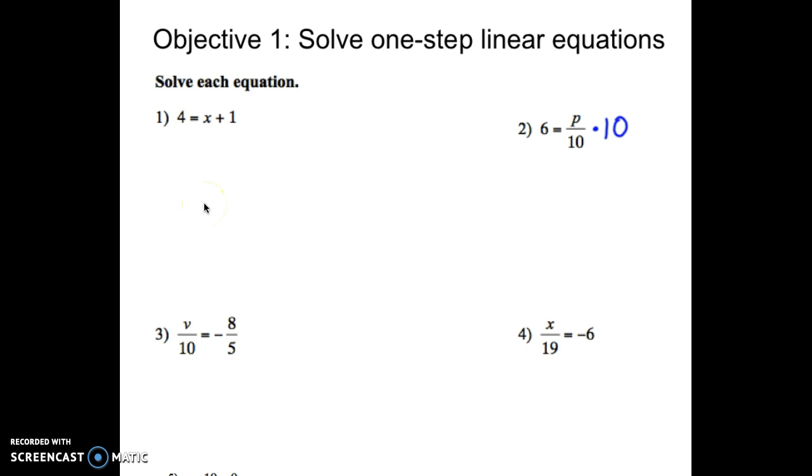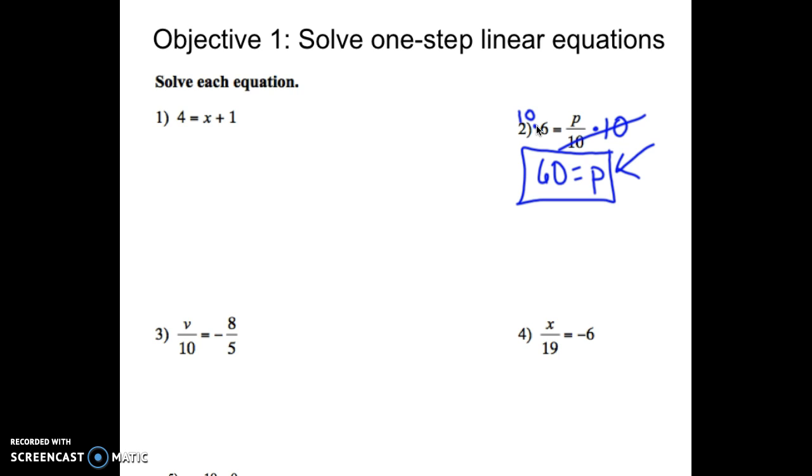Anyways, p is being divided by 10, so I need to multiply by 10 on both sides of my equation, the equal sign, in order to get rid of the 10 and get p by itself. Multiplying by 10 cancels out the 10's on the right side, leaving me with just p on the right side. And then 10 times 6 on the left side is 60. And that is my final answer. Please get in the habit of squaring and arrowing your answers.